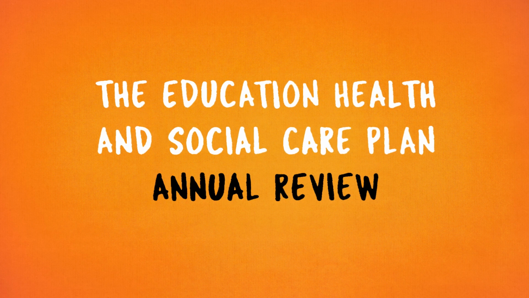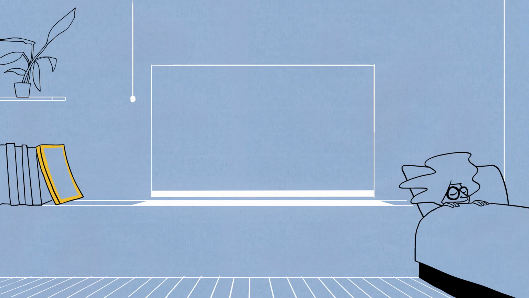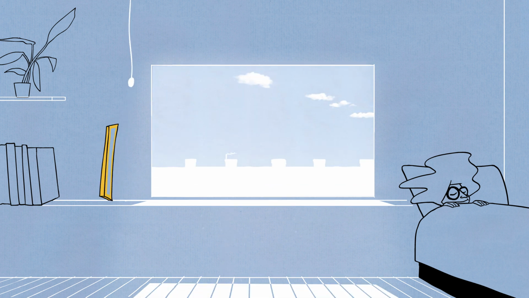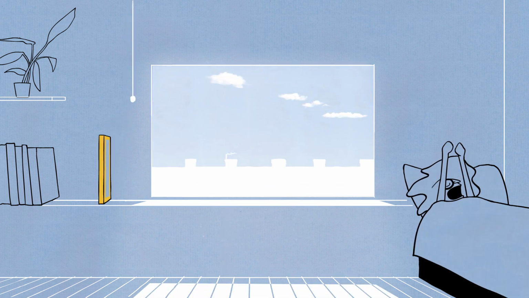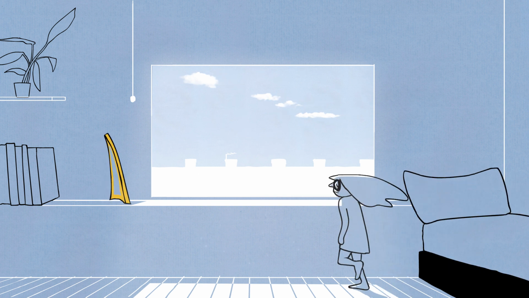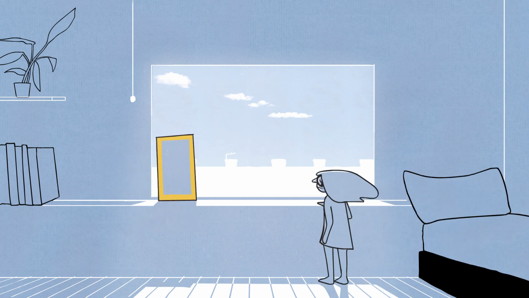The Education, Health and Social Care Plan Annual Review. An Education, Health and Care Plan is supposed to be a living document, not something that sits on the shelf gathering dust. It should reliably reflect the child or young person's needs and aspirations. That's why the law requires it to be carefully checked each year. This is called the annual review. It's a way of making sure the plan is still correct.